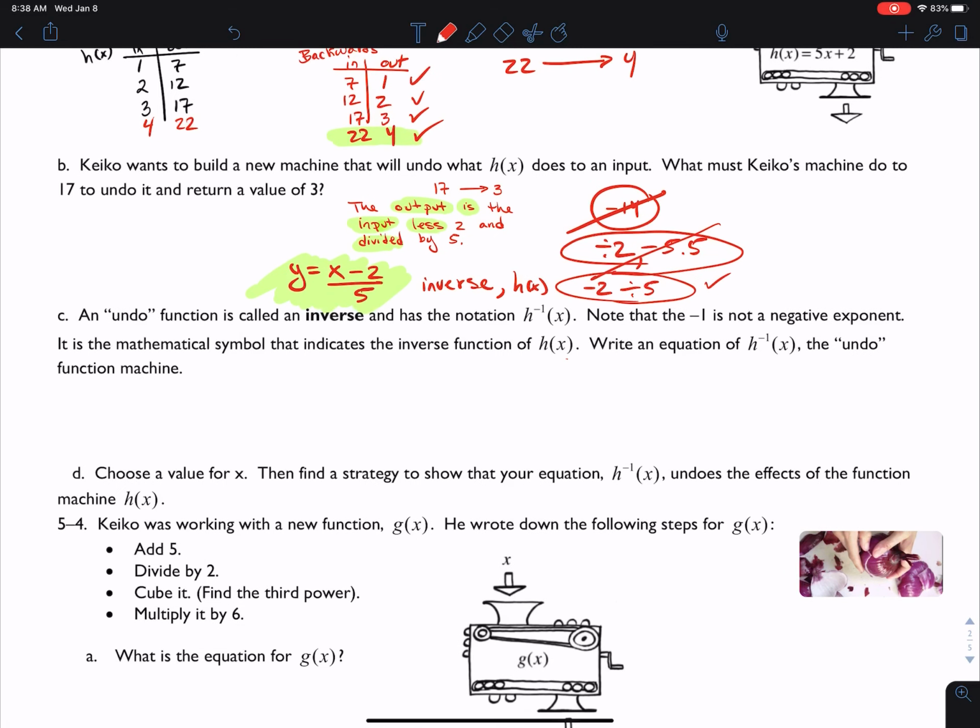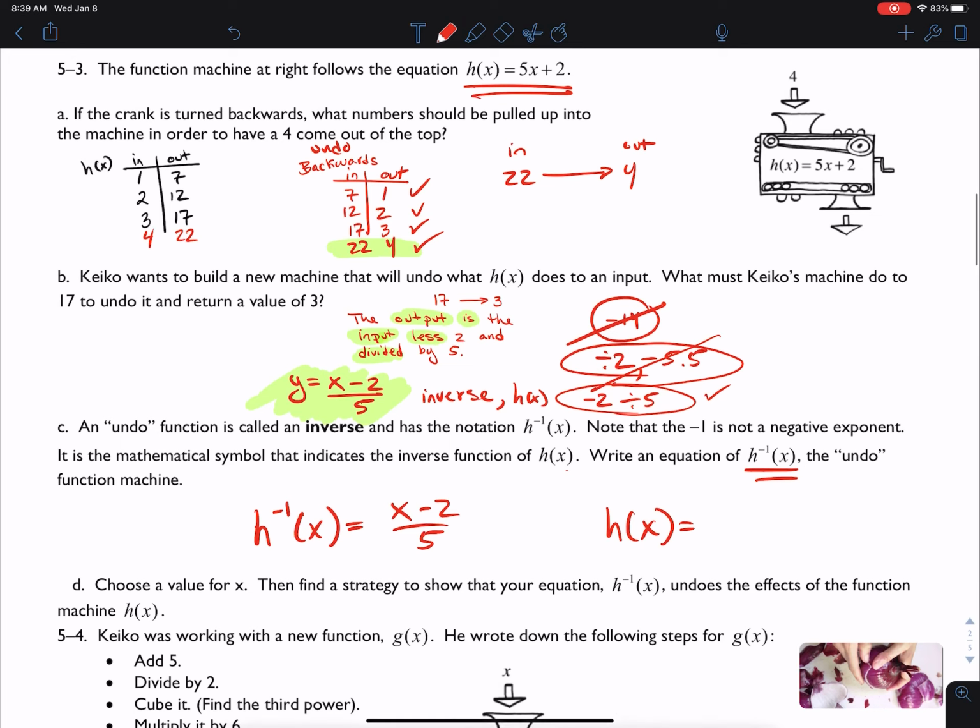So instead of y, we're going to replace this using function notation, this notation here specifically. So we're going to say h inverse of x is equal to x take away 2 divided by 5. What this does is it communicates to whoever's looking at your work that you have found the undo function, the reverse function, the backwards machine for h of x. And recall that h of x above here is 5x plus 2.